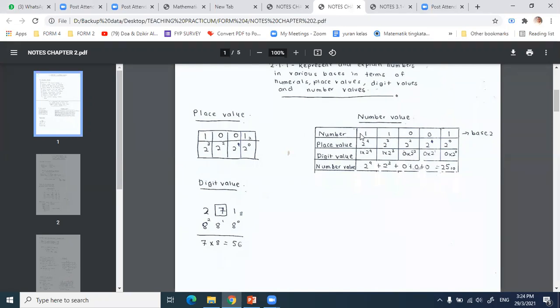For example, the number is 11001 base 2, and then the place value will start with 2 to the power of 0, 2 to the power of 1, 2 to the power of 2, power of 3, and power of 4. For digit value, we multiply the number and the place value. It will become 1 times 2 to the power of 0, 0 times 2 to the power of 1, and so on. For number value, we total up all of the digit values.